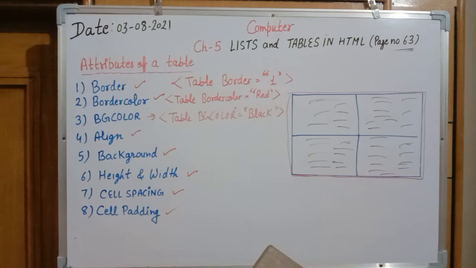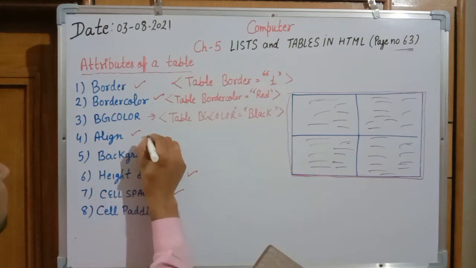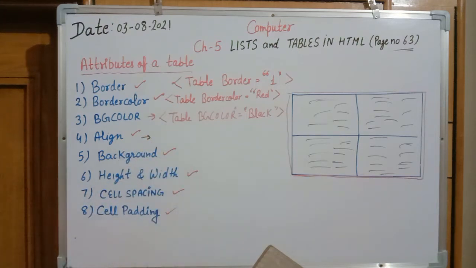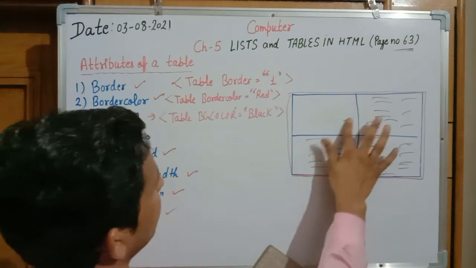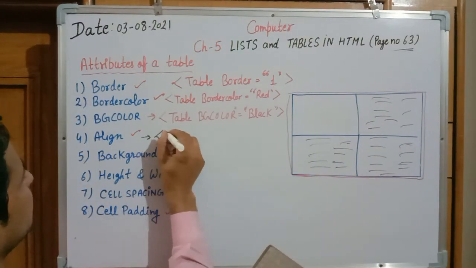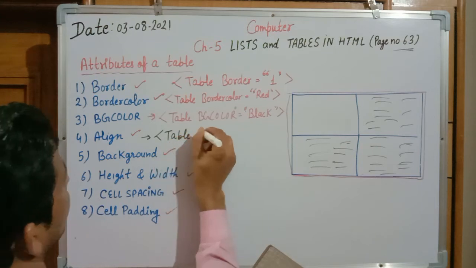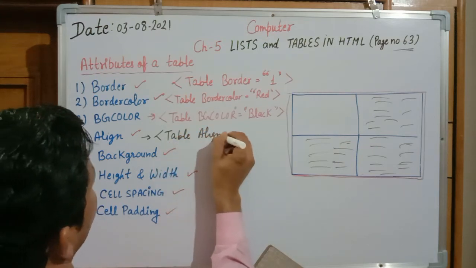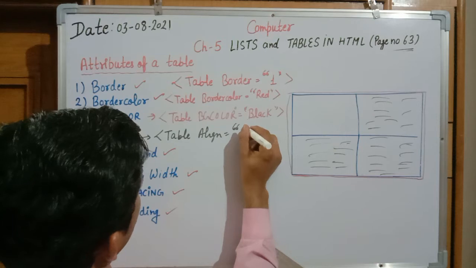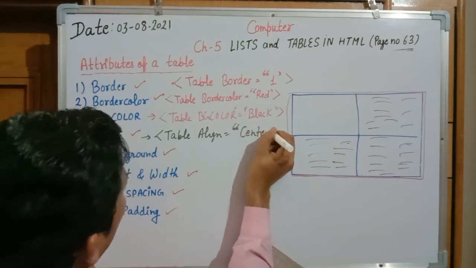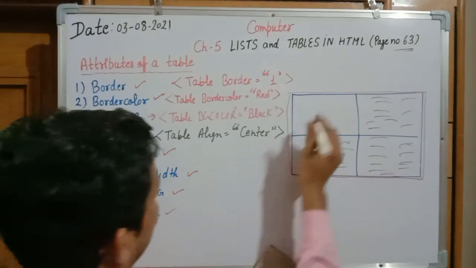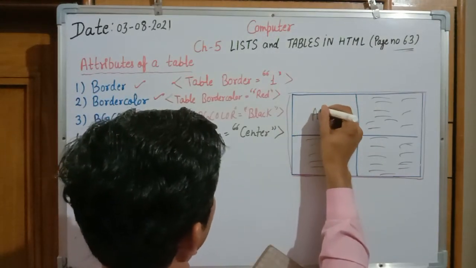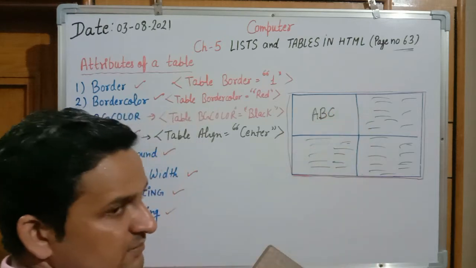After that, the next part is alignment. Where will I write the text? I will write the text in the left position, right position or center position, where the text will be visible in a specific cell. So alignment can be table align, it can be center, right or left. I am writing here center, and if I am not doing any alignment, by default it is on the left side. Suppose I want to write ABC here, it will be displayed in the center position.